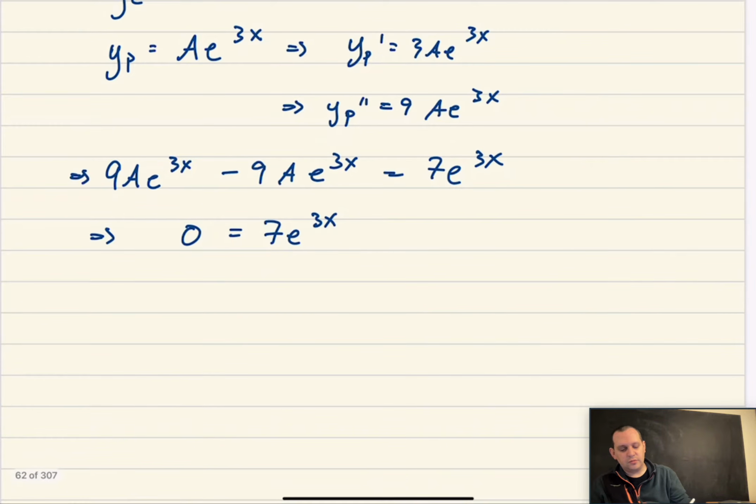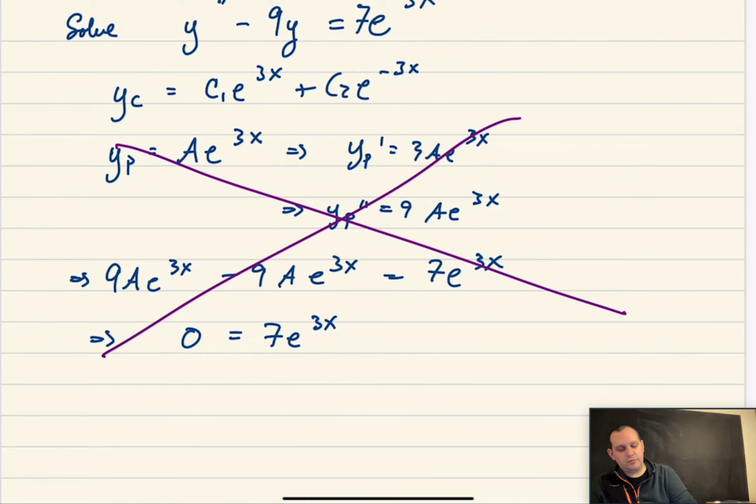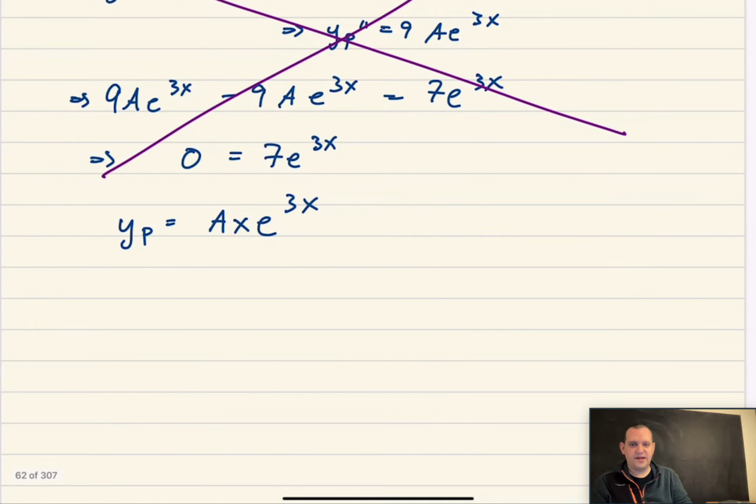So let's put a big x through our work here. What we're going to do is guess our particular solution maybe is going to be a x e to the 3x. This is just like when you had repeated roots and you had to put an x in front to get a linearly independent solution. Same idea. So we're going to have an a times x e to the 3x.